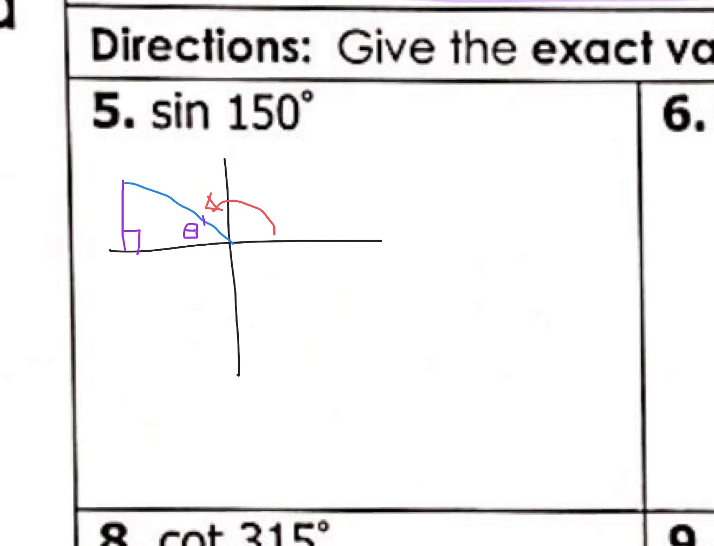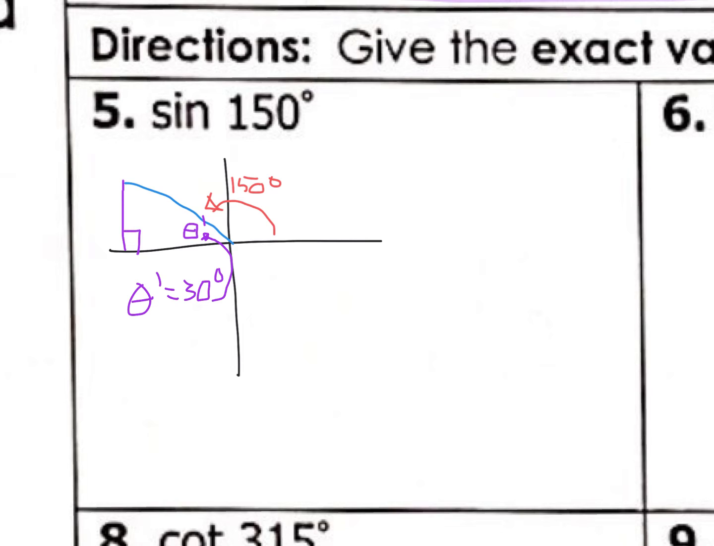All right, so that's my theta prime. If this is 150 degrees, how much more do I need to get down here to 180? Well, that's a difference of 30. So theta prime is equal to 30 degrees. I'm going to put that 30 degrees right in here.